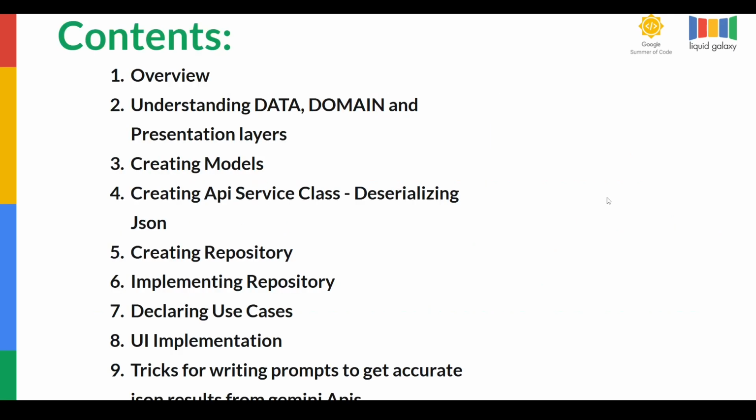So in this video or session we are going to talk about these contents: the overview of how the clean architecture works, the separation of the layers, which is data, domain and presentation, then creating models, then the service class, and in the end I'll also share a brief about writing prompts to get accurate JSON results from the Gemini APIs.